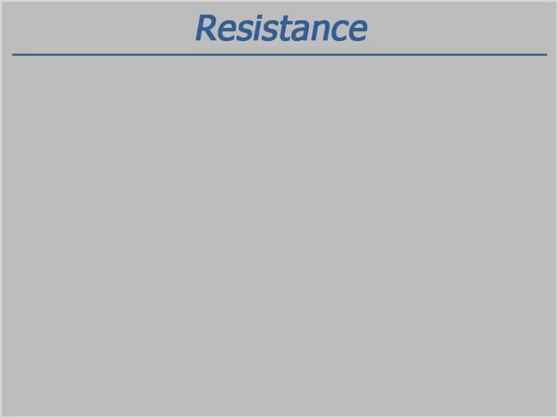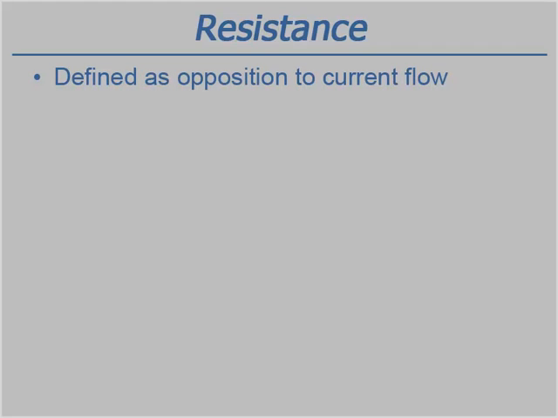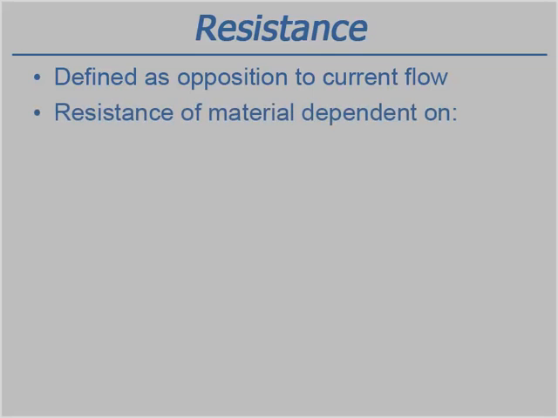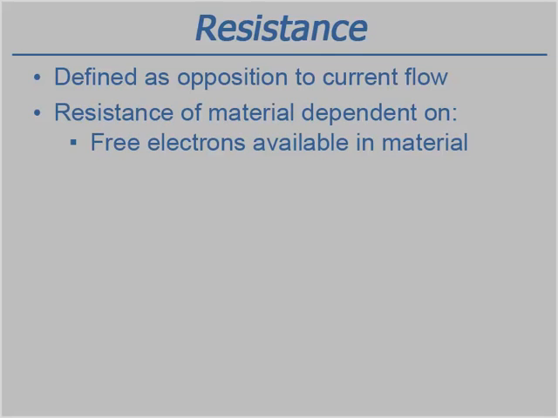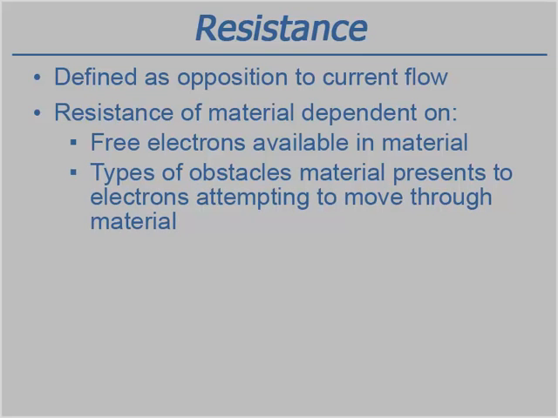Now that we have discussed the concepts of voltage and current, we are ready to discuss a third key concept called resistance. Resistance is defined as the opposition to current flow. The amount of opposition to current flow produced by a material depends upon the amount of available free electrons the material contains and the types of obstacles the electrons encounter as they attempt to move through the material. Resistance depends on the type of material that the current is flowing through. Resistance does not change when current changes.